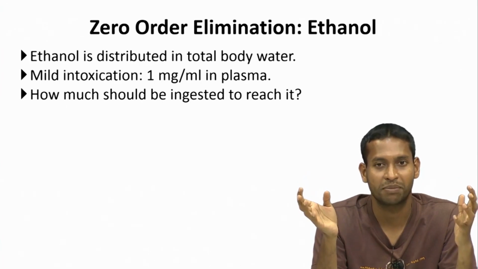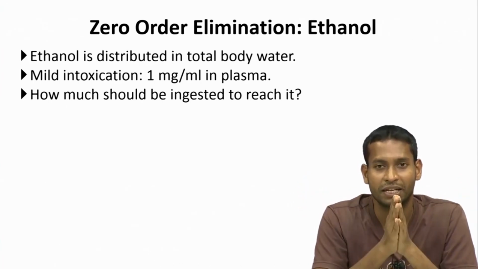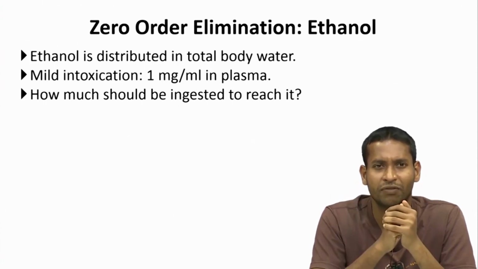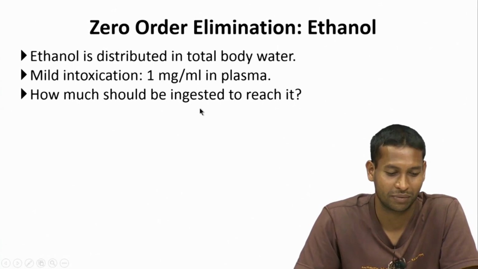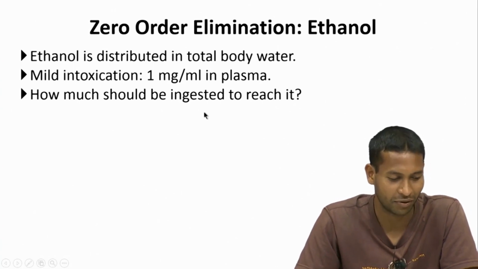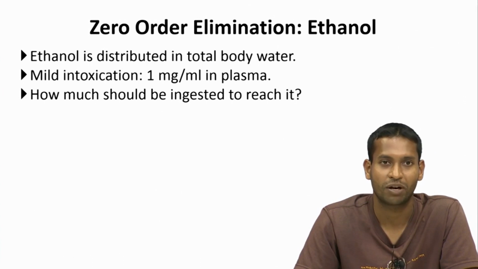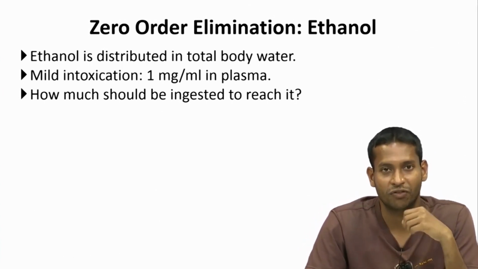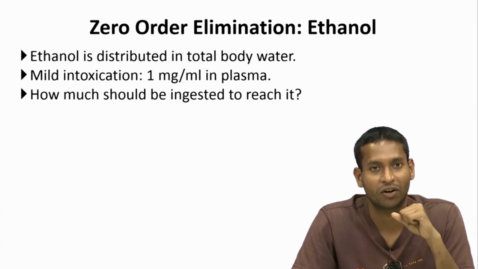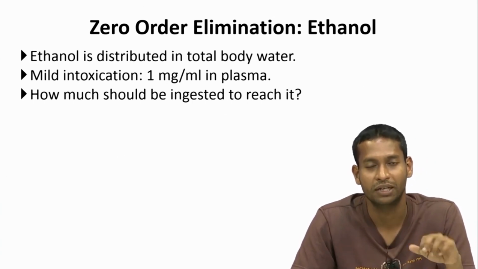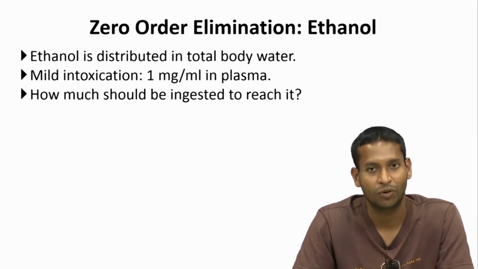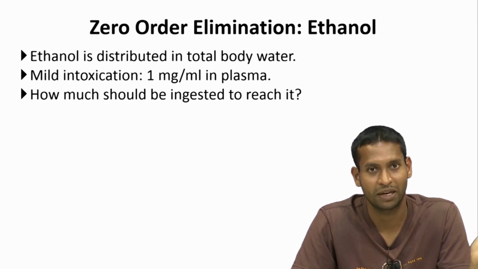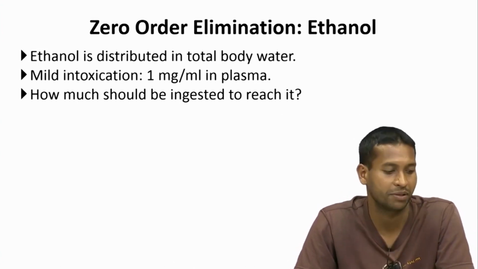So not only in the plasma, but everywhere in the body wherever the fluid is, and we discussed in the last class that typically an 80 kg human will have somewhere around 50 liters of total body fluid that will circulate. So for a mild intoxication to happen through ethanol, we need to have a plasma concentration of 1 mg per ml, and again, as I said, ethanol is distributed throughout the total body water, it essentially means that the total concentration of the ethanol in the body should be close to about 1 mg per ml in all parts of the body including the plasma.